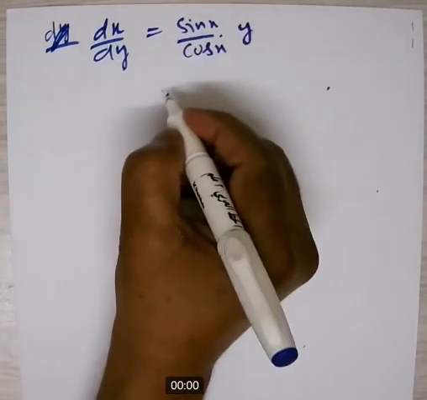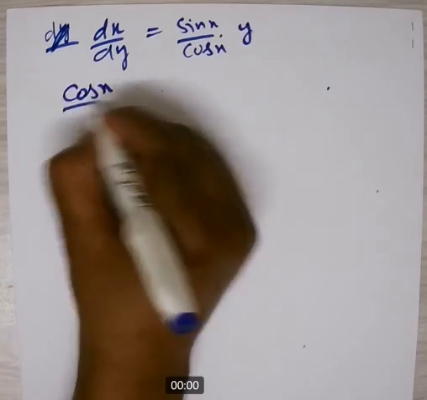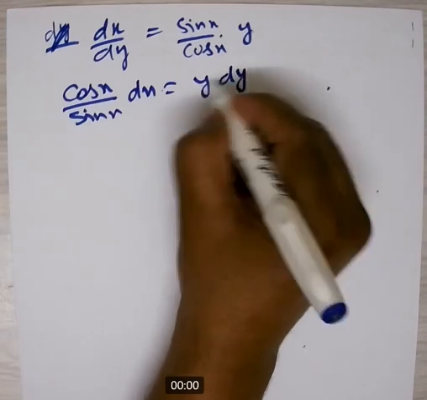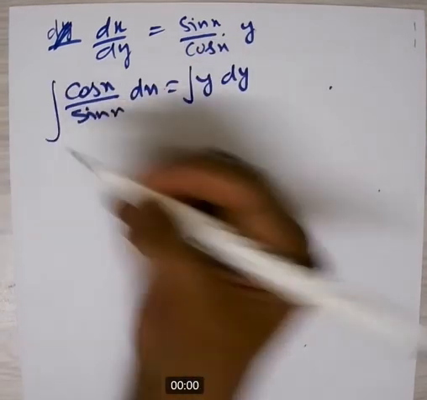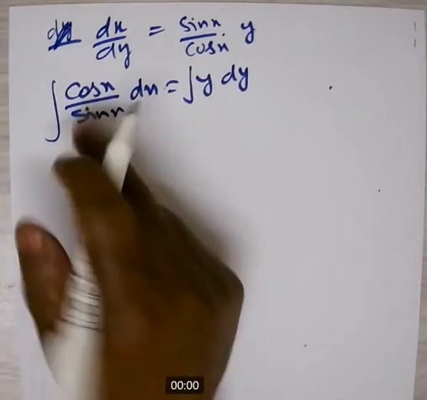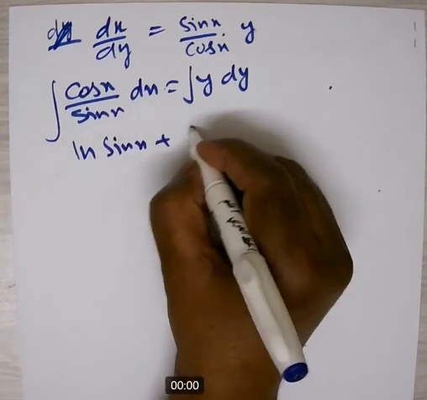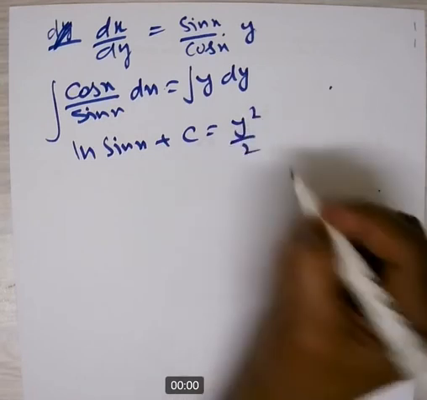Solve it by using variable separable. It becomes cosine x divided by sine x dx is equal to y dy. Integrate it. The derivative of sine x is cosine x. So it is ln of sine x plus c equal to y square by 2.